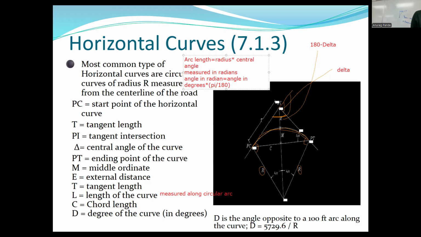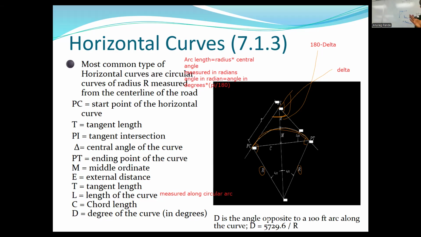There is one more measure of how we measure these curves. It is called the degree of curvature. The degree of curvature is the central angle subtended by a curve of exactly 100 feet of length. So D is the angle opposite to a 100 feet arc along the curve. If you want to find the degree of curvature for any curve, it's going to be 5729.6 divided by R. So your formula for degree of curvature D is 5729.6 divided by R.